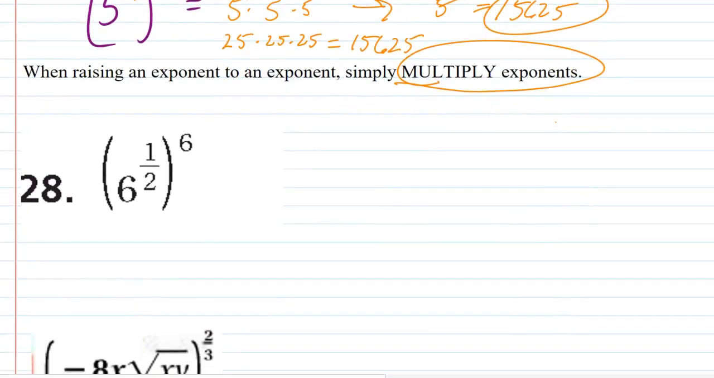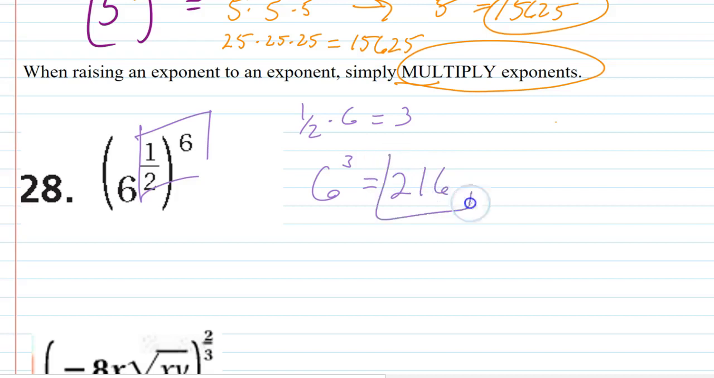Now, how does that look in fractional exponents? If I have 6 to the power of 1/2 raised to the power of 6, all you're doing is multiplying the 1/2 and the 6. 1/2 times 6 is simply 3. So I have 6 to the power of 3, which multiplies to 216.